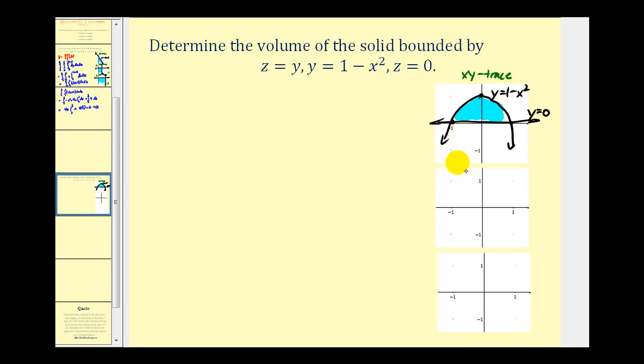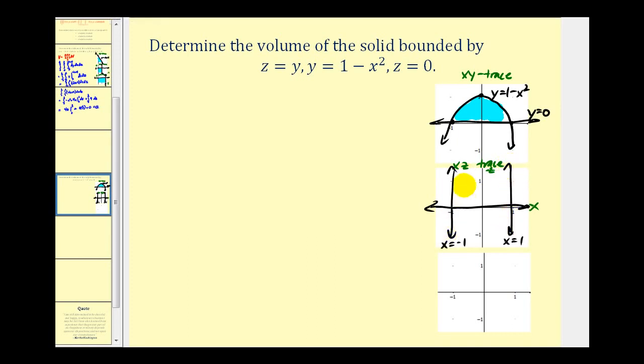Let's look at the xz trace now. So we'll call this z, and we'll call this x. So y would be equal to 0. If y is 0, we have z equals 0. That would be this line here. If y was equal to 0 here, we could add x squared to both sides. We'd have x squared equals 1, so x is equal to plus or minus 1. So we'd have this vertical line here, and this vertical line here.